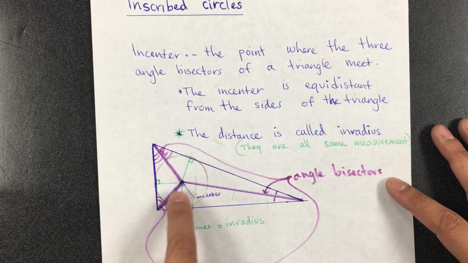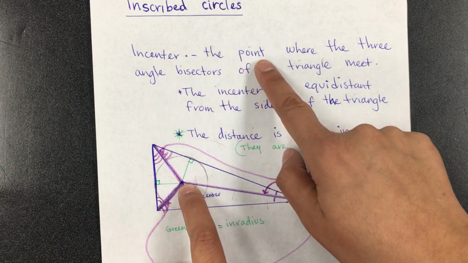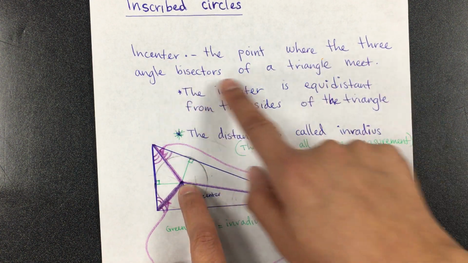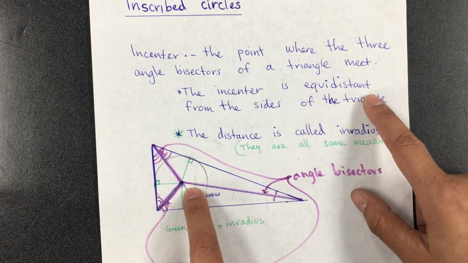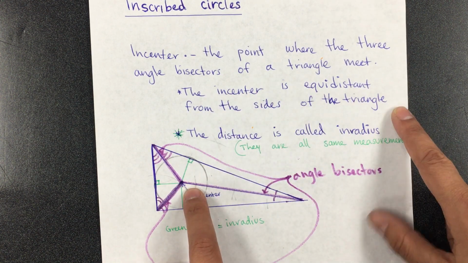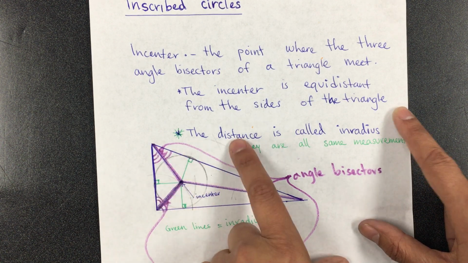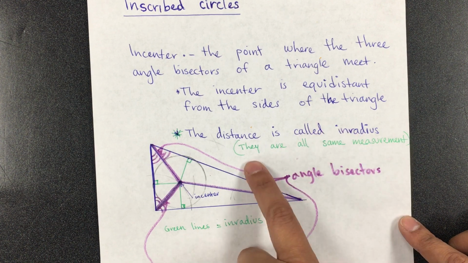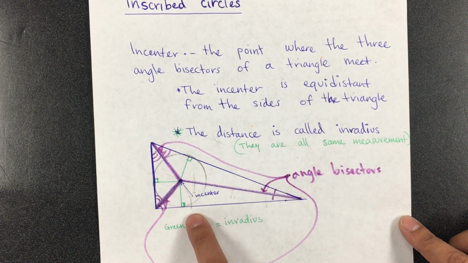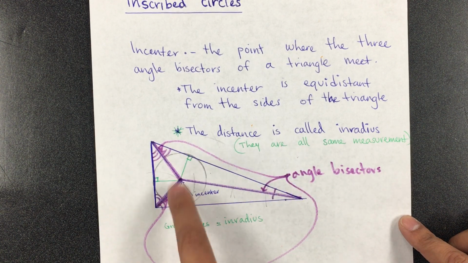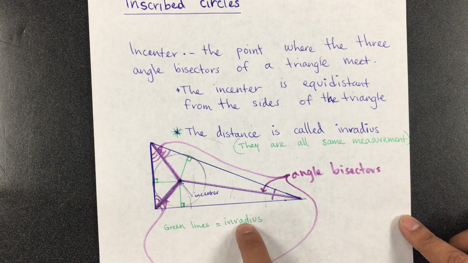So that's called the incenter, where the three angle bisectors meet. It's the point where the three angle bisectors of a triangle meet. The incenter is equidistant from the sides of the triangle, which I drew here with green. So the distance is called the inradius, and they are all the same measurement. And if you notice, I put it in green just so that you understand that it's this part. The inradius.